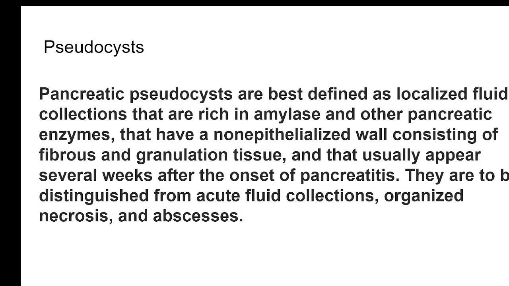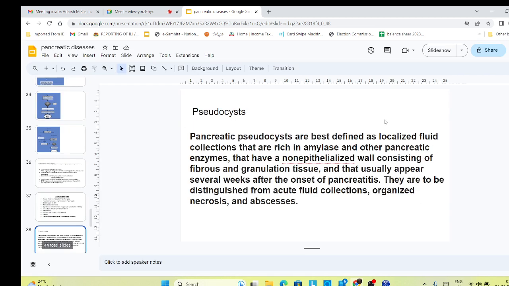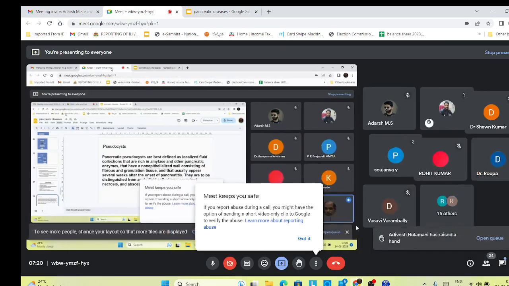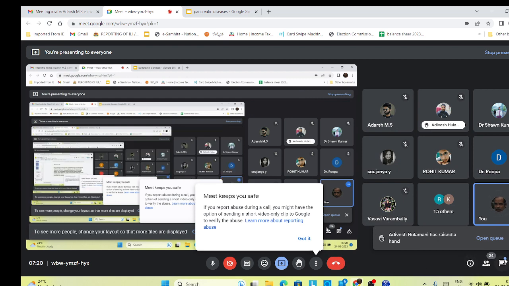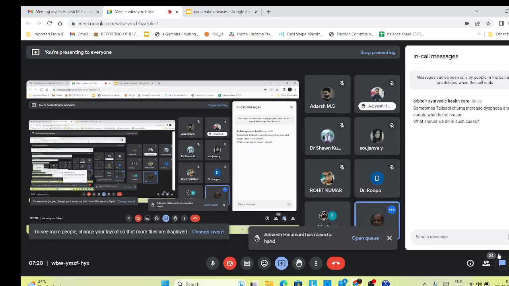The next is about pseudocysts of the pancreas. I think we will take up this in the next session. Pseudocysts and chronic pancreatitis we will continue in the next session. If there are any questions, we will try to answer and then conclude today.